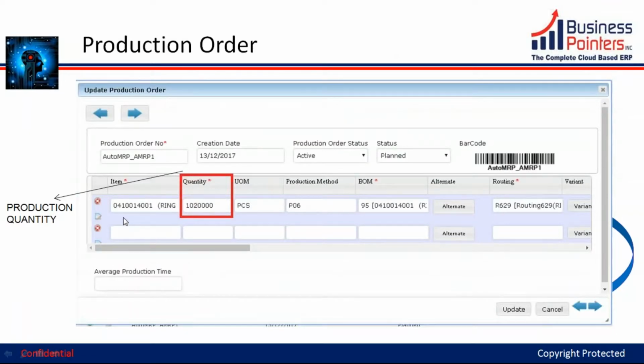Next, we have created a production order over here. So if you see here, we have created a production order of that semi-finished product for 10,20,000 quantity. So this is our production quantity.